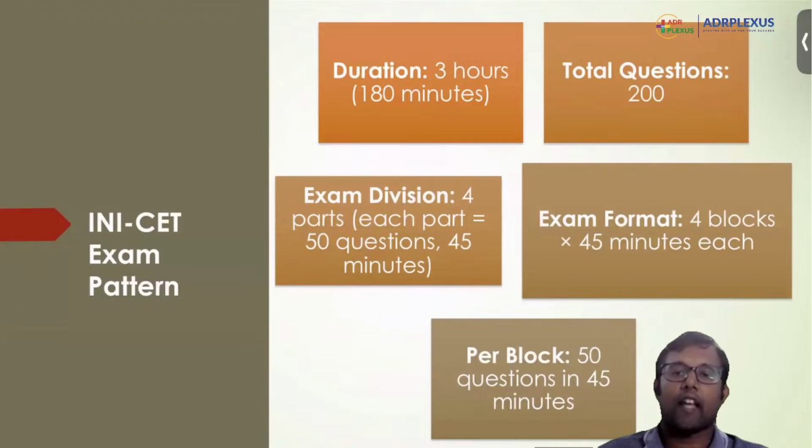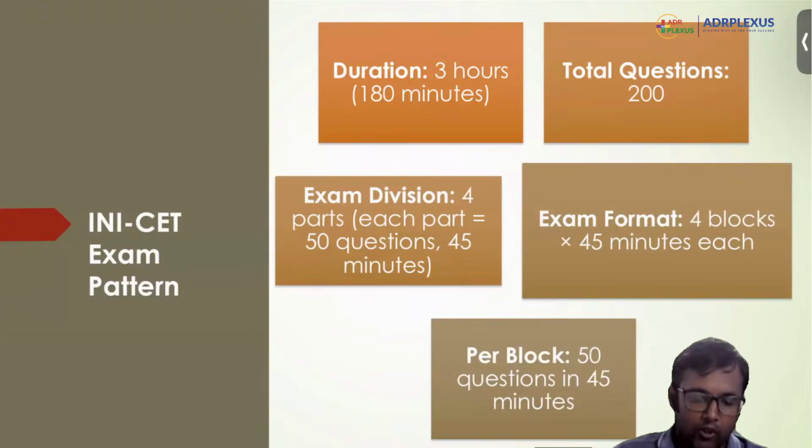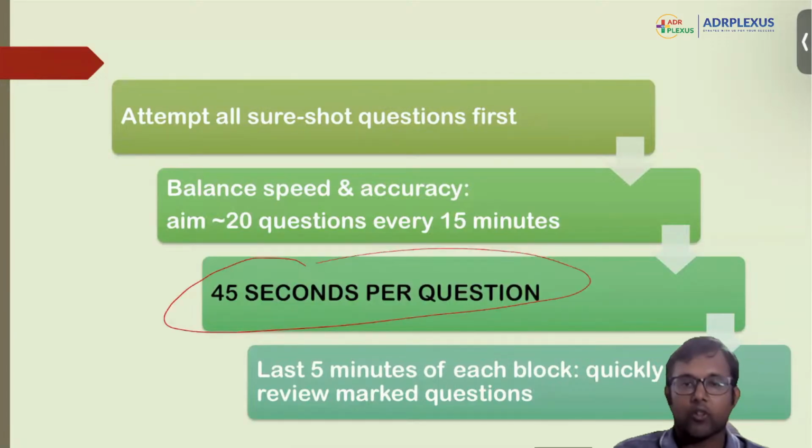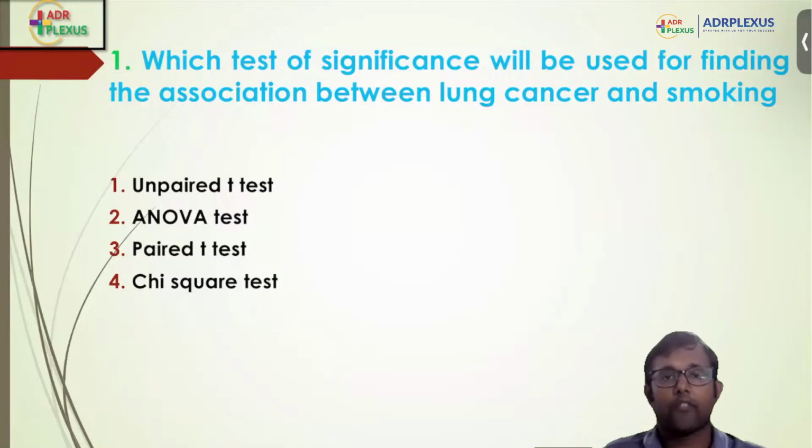As I have told you in the last session also, 3 hours, 118 minutes, 4 parts, each part 50 questions. So how much? 45 seconds per question. Aim for 45 seconds per question. Attempt all short questions first. Balance the speed and accuracy. Aim 20 questions every 15 minutes. Then in the last 5 minutes of each block, quickly review the marked questions. Okay. We now go to the first question.